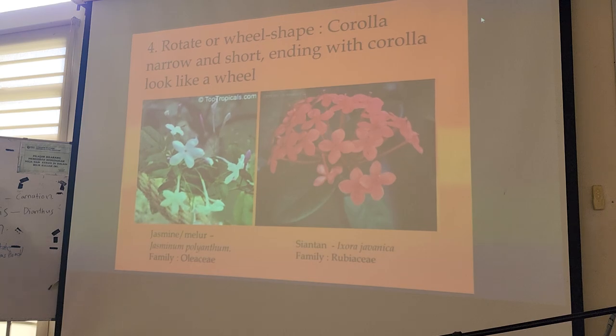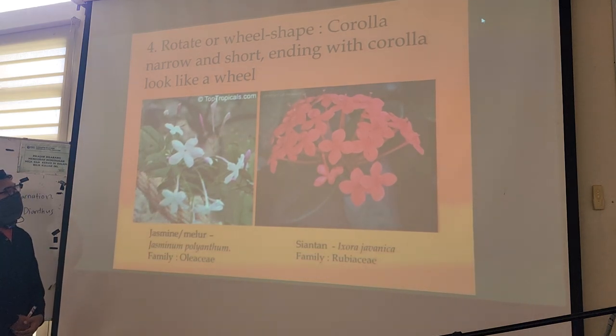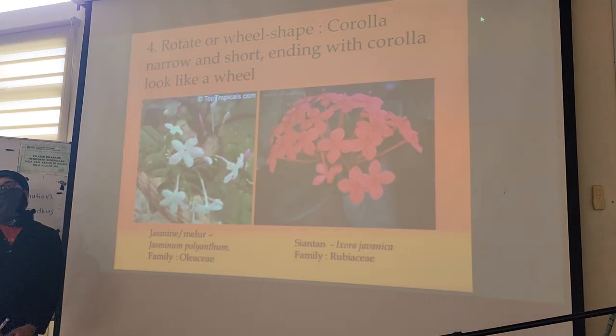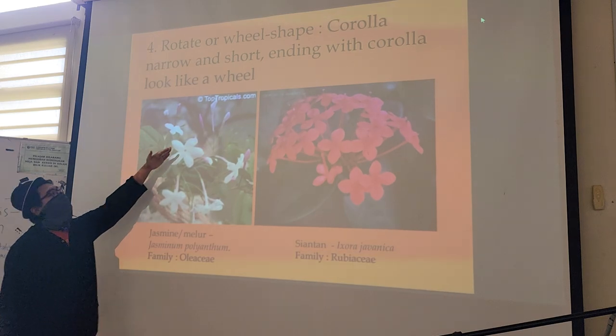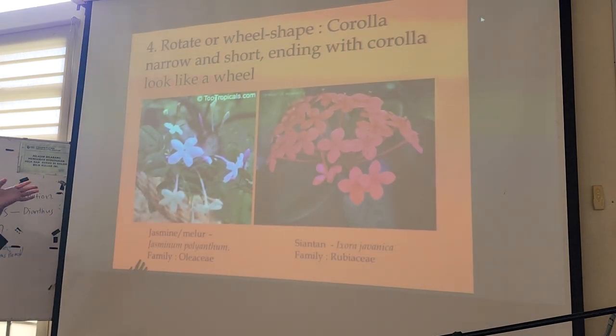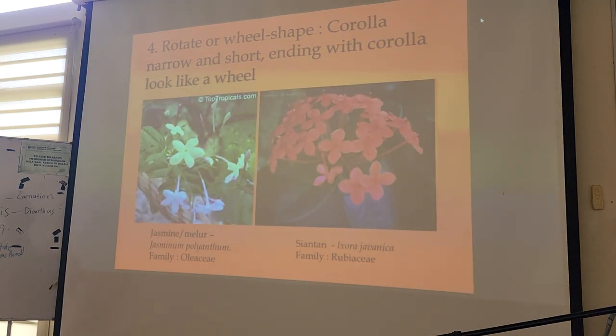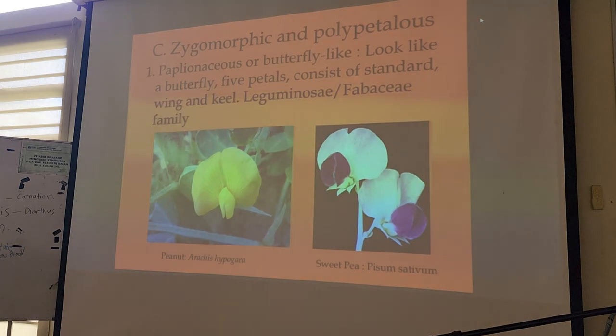Okay, what about the floral symmetry? Is it zygomorphic or actinomorphic? Actino or zygo? Actino. Why? Like a star. You can divide it in any planes. It will divide into equal halves. Alright? Okay. Next. Zygomorphic and polypetalous. Right? Okay.